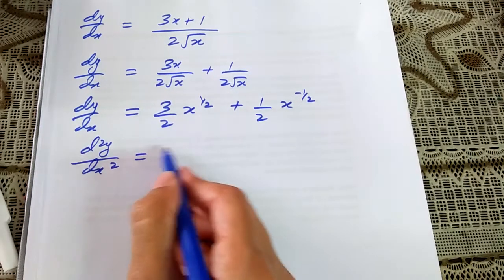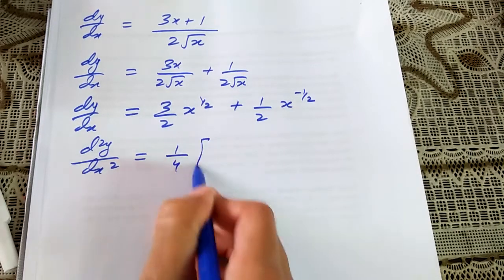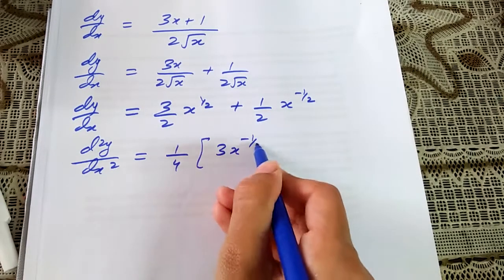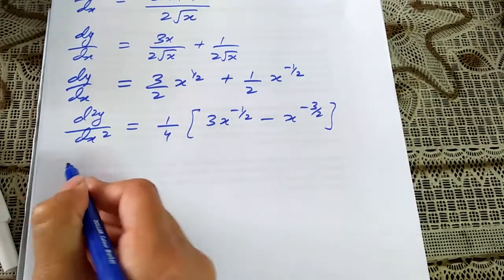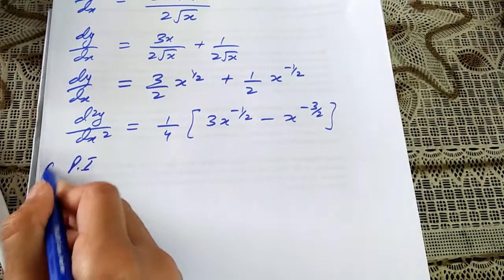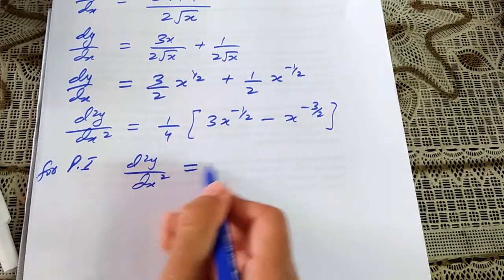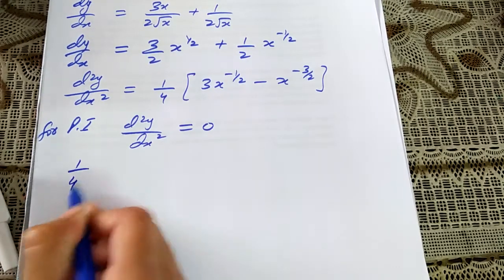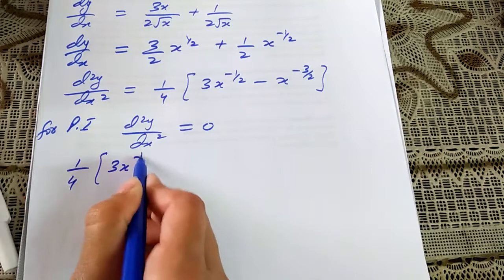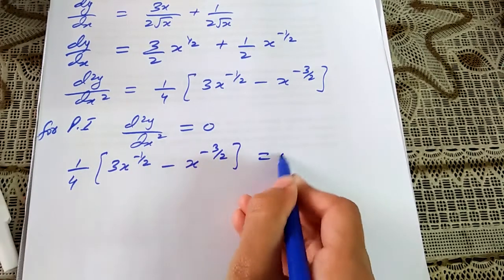So its second derivative after simplification, we will get here 1 over 4 times 3x raised to power minus 1 by 2 minus x raised to power minus 3 by 2. Now for point of inflection, d2y by dx square will be equal to 0. So this means that 1 over 4 times 3x raised to power minus 1 by 2 minus x raised to power minus 3 by 2 will be equal to 0.